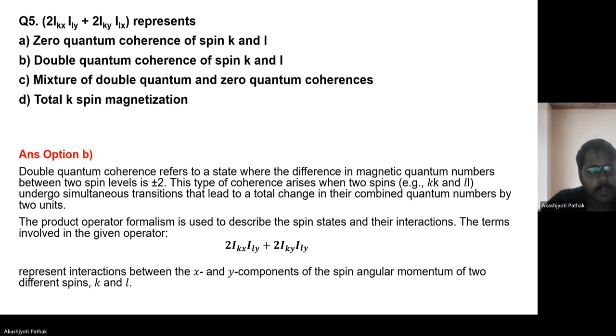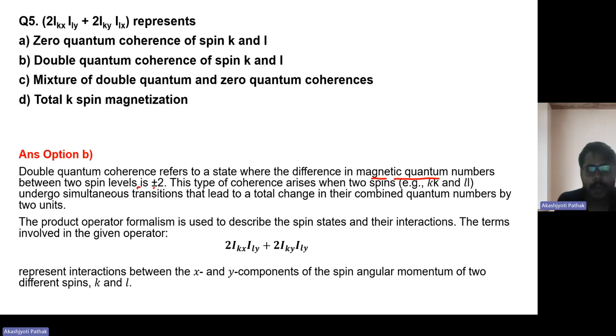Okay. The correct answer is double quantum coherence of spin K and L. Why? Because this has already been discussed. Double quantum coherence refers to a state where the difference in magnetic quantum numbers between two spin levels is plus or minus 2. So the magnetic quantum numbers between two spin states, when the difference is plus 2 or minus 2, is known as double quantum coherence.